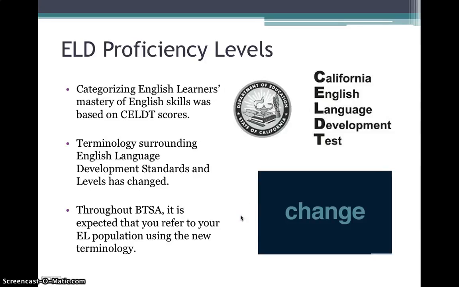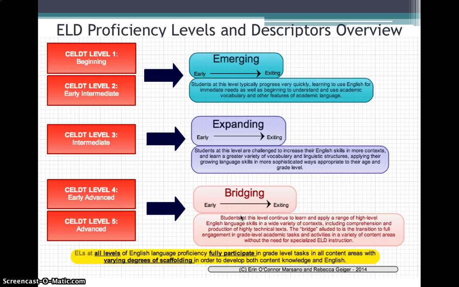As you know, the former way of categorizing EL students' mastery of English skills, listening, speaking, reading, writing, and comprehension, was based on CELT scores. With the advent of Common Core, the terminology surrounding English language development standards and levels has changed. Throughout the BITSA inquiry process, it is expected that you will use this new terminology.